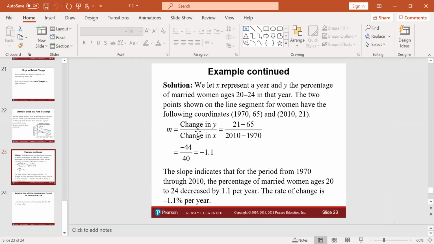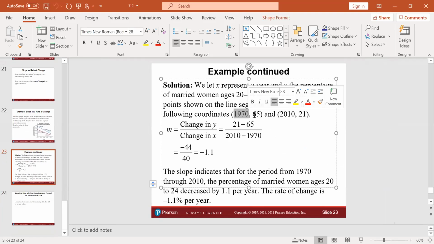Anywho, what you can do is you can look at women. You can say in 1970, 65% of young women were married. In 2010, 21% of young women were married. You can literally say that's 2 points on a line, and you can calculate the slope between those 2 points.